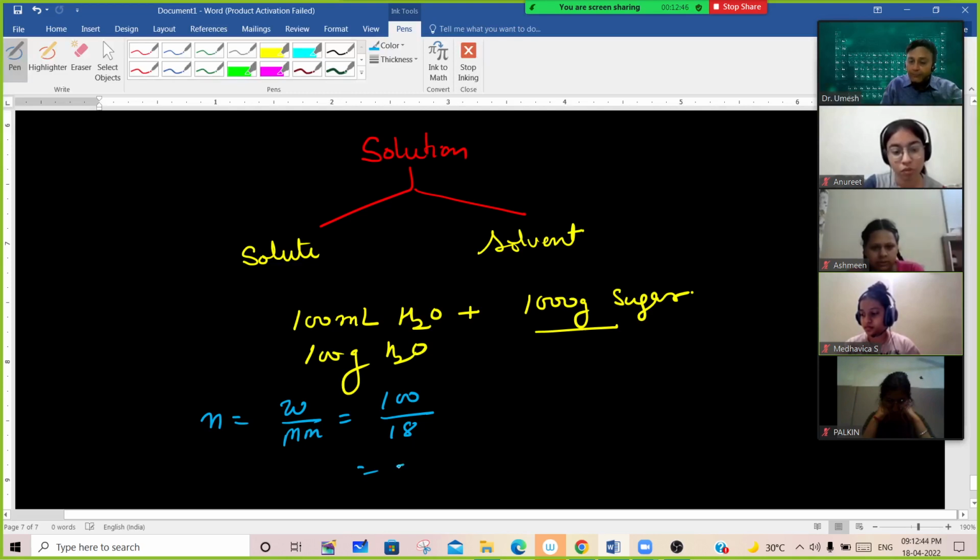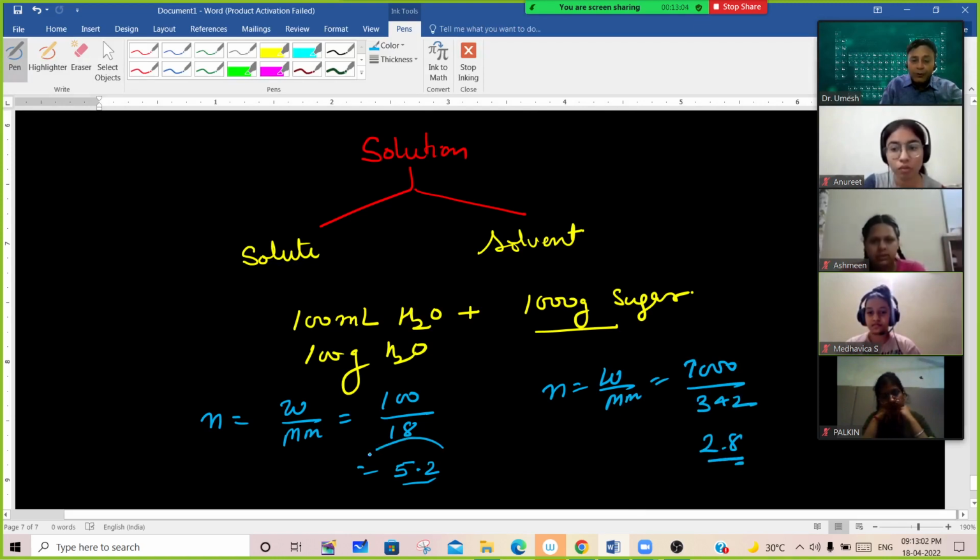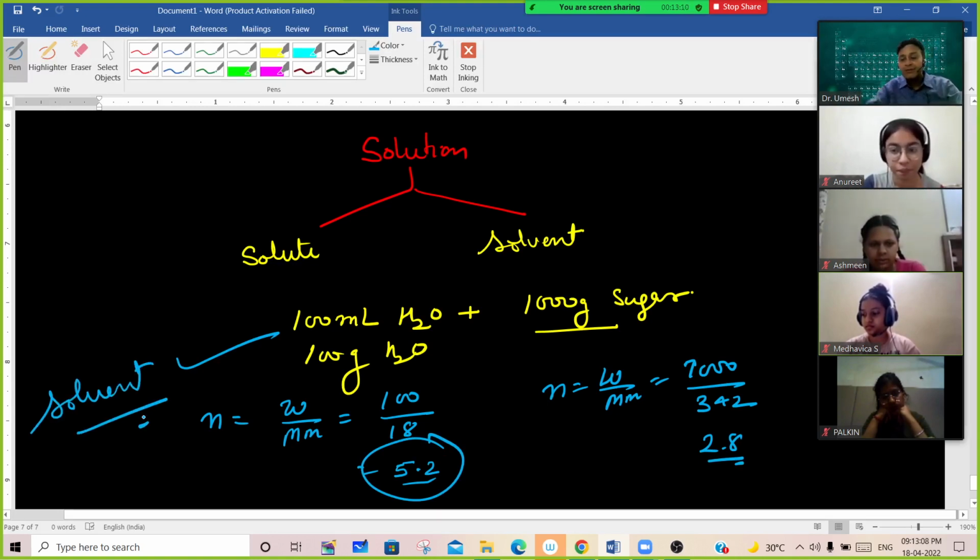It is coming out to be 5.2 moles. If I talk about the number of moles of sugar, weight is 1000 grams, molecular mass is 342. It's only 2.8. The number of moles of water is more, and so water is the solvent. In chemistry, we don't choose weight as the amount, but we always choose number of moles as the amount. So when I say the one more in quantity is the solvent, it means the component which has more number of moles. Am I clear? Note down this point here.